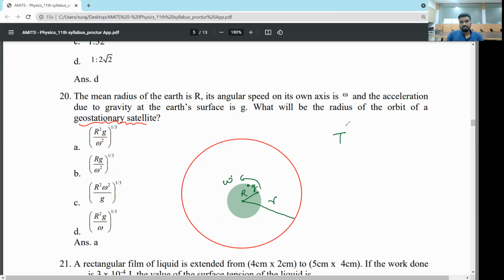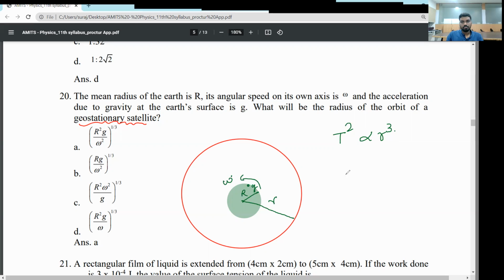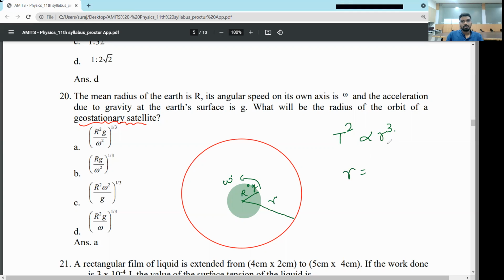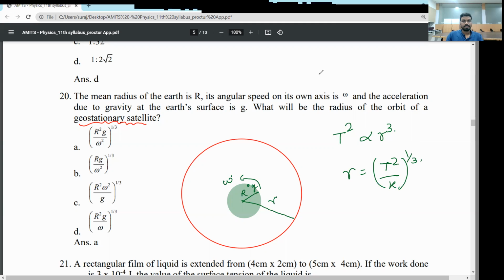So I know that T square is directly proportional to r cube. Fine. Now T square is directly proportional to r cube. So r will be how much? Cube root of T square. So cube root of T square. Put the time period of the geostationary satellite in this formula and take the cube root. Next.